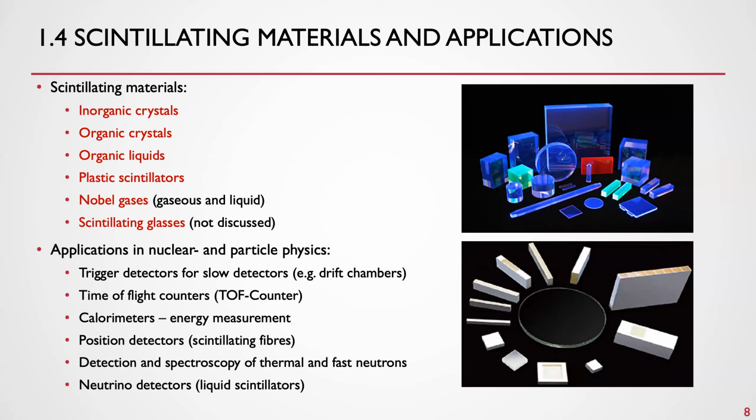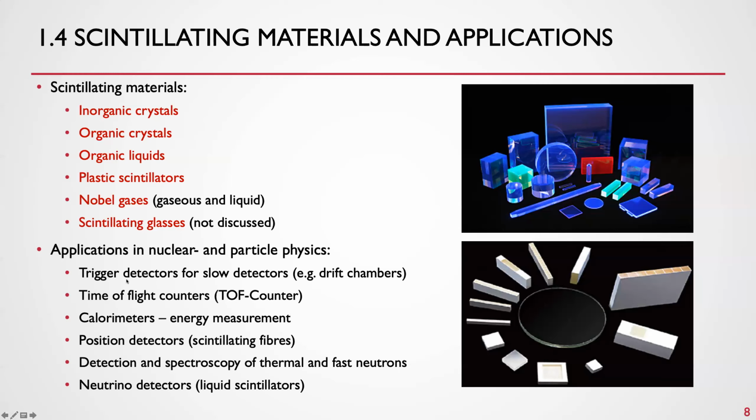The applications of scintillation detectors are plentiful. They're used for trigger detectors because they are fast. That means they can give a precise timing to otherwise slow detectors. Remember, in drift chambers, we needed an initial measurement that starts the timing of the drift of the electron in the gas. That was when we discussed the gas detectors. Now, a scintillator is a perfect detector to start the clock of the drift of the electron in the gas volume. So that's where they can be used.